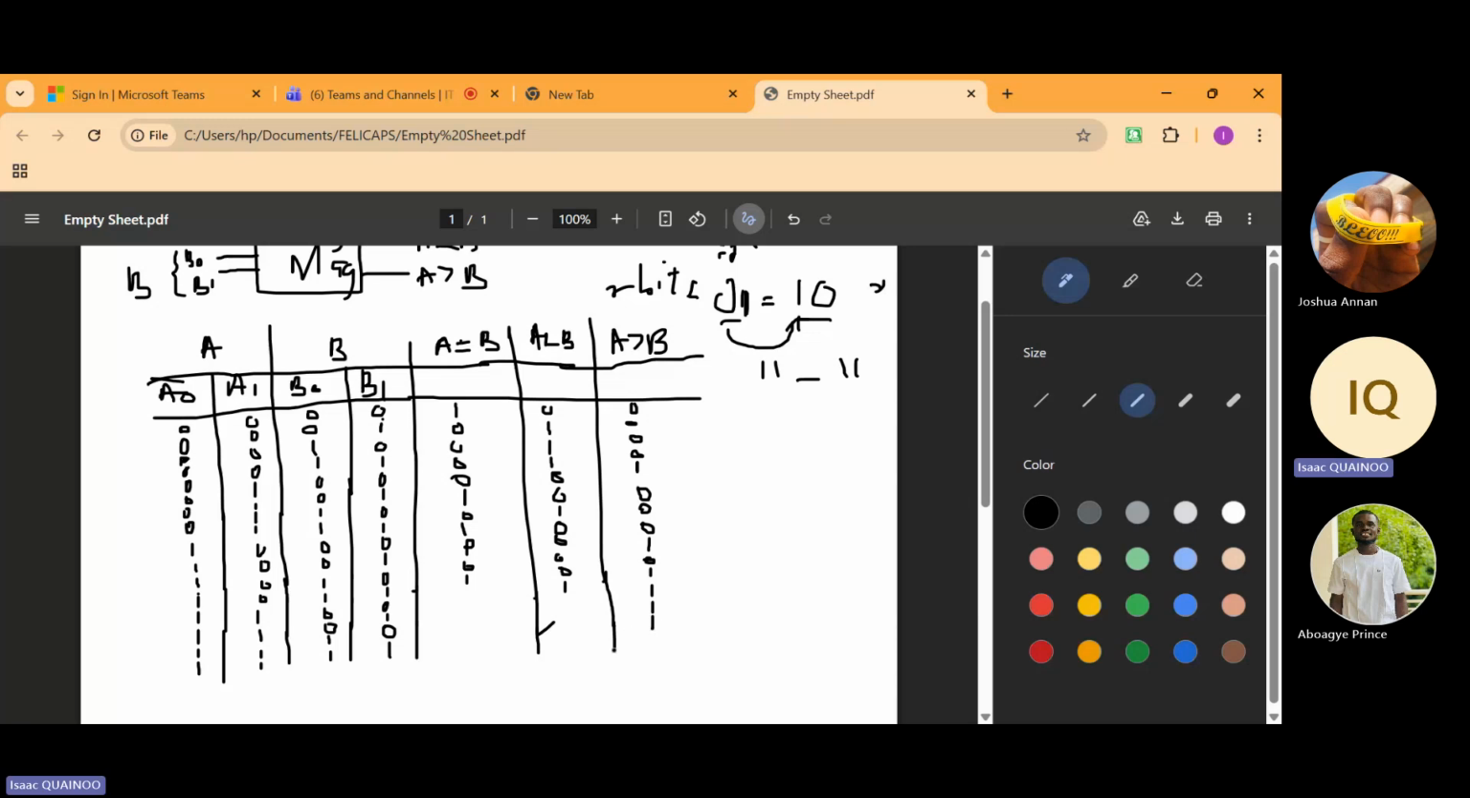Then we come to the last one. We have 1 and 1 and 1 and 1. That's equality, so we put a 1 at equality. So we fill the rest of the bits with zeros.